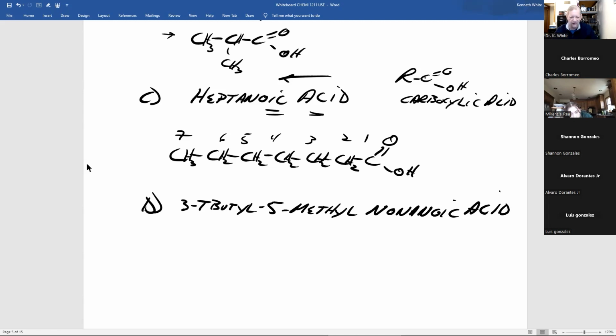And why don't you draw the structure, 3 points each, draw the structure for 3-t-butyl 5-methyl nonanoic acid. Say that 5 times quickly. You don't have to.